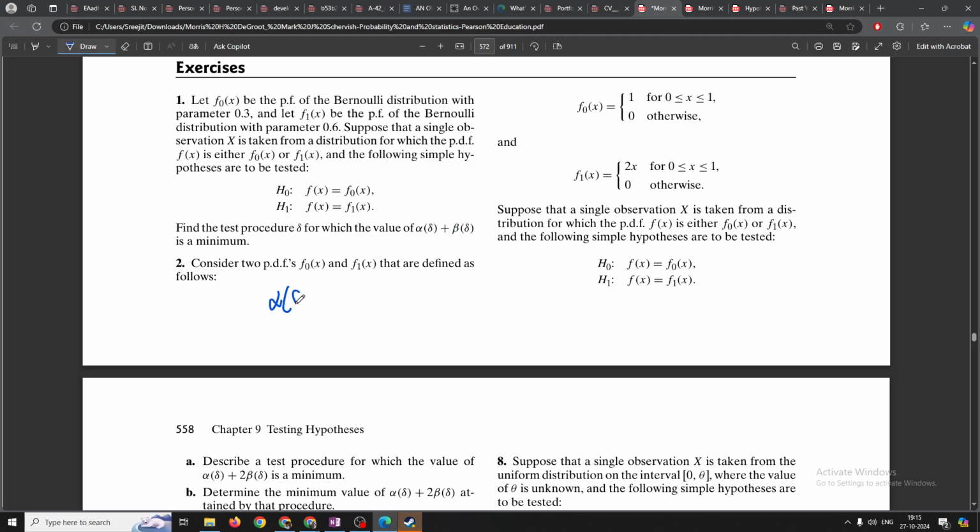Here they generally write type 1 error as alpha of delta. This basically means what the type 1 error will be if I consider some particular test rule delta. So if you change your test rule, obviously your type 1 and type 2 error will change. That is why they write it as a function of your test rule.